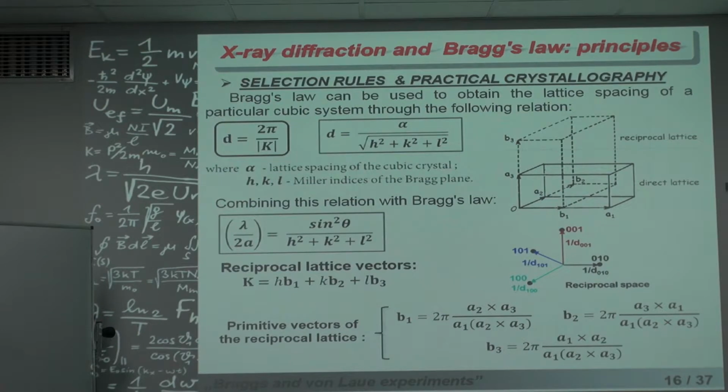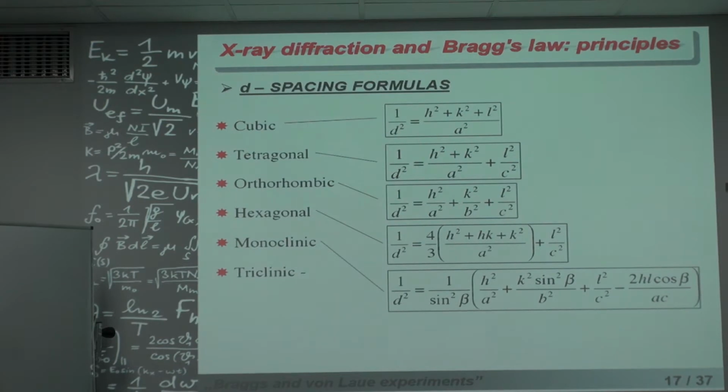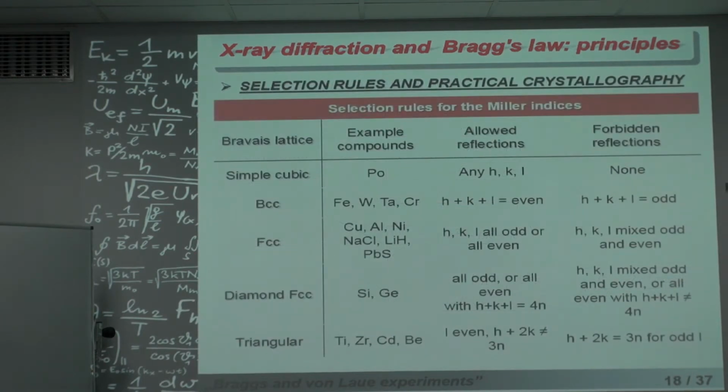Combining these relations, we can get the actual relation with Bragg's law. However, it is different depending on the primitive cell, and the primitive vectors for every kind of primitive cell are different. For example, the previous one was for cubic, and these are for tetragonal, orthorhombic, hexagonal, and monoclinic. They are also called d-spacing.